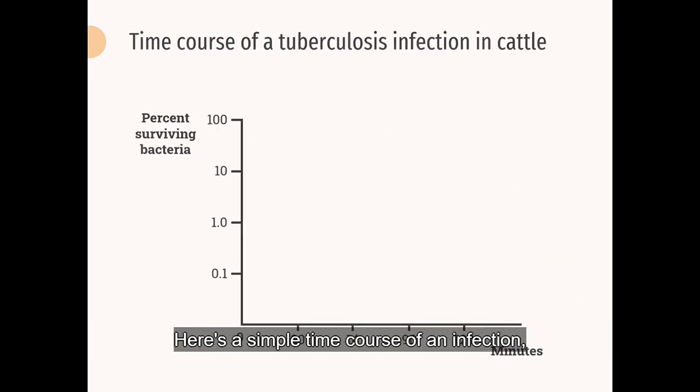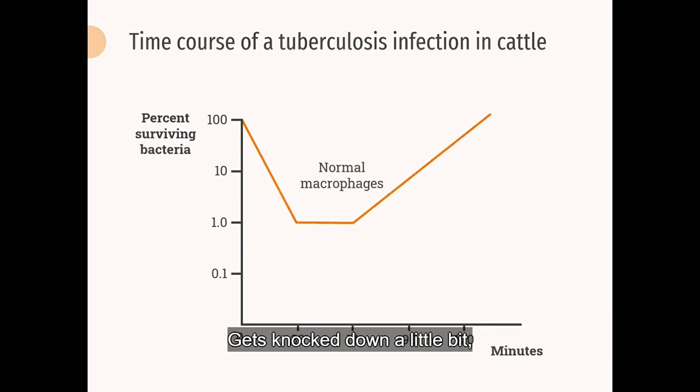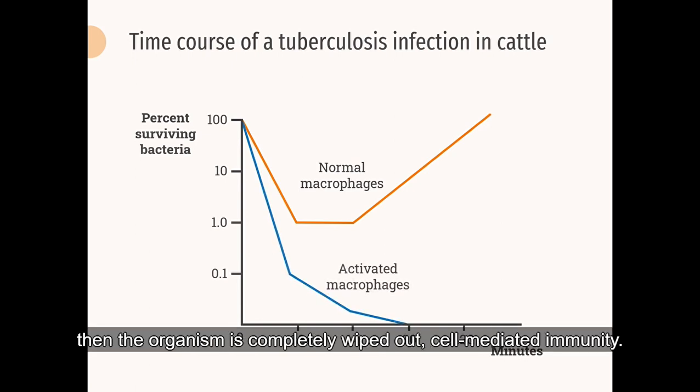Here's a simple time course of an infection. It happens to be in cattle, showing the destruction of the invader. That tuberculosis can grow in normal macrophages. It gets knocked down a little bit, but then it can start to grow again. Whereas if they're activated, then the organism is completely wiped out.